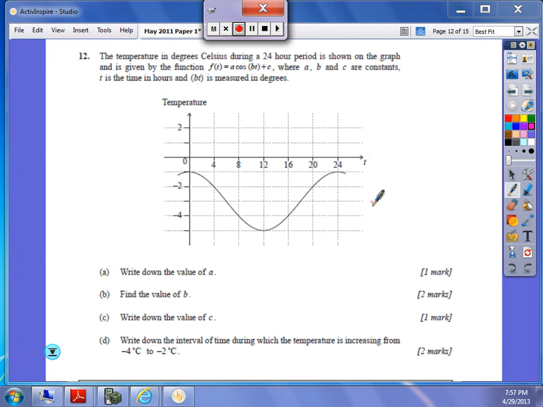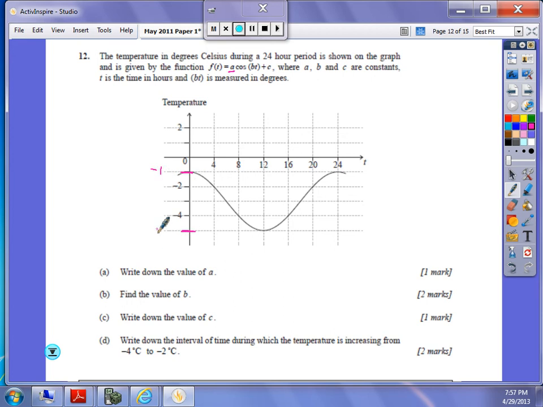Now remember, on these IB exams, sometimes they change the placement of these different constants. Here, t is our angle, and what we're looking for now is a, and we know that a is the amplitude, and the amplitude is the distance that's halfway between the bottom of the graph and the top of the graph. So I can see that the maximum value of my graph is at -1, and the minimum value of my graph is at -5, and so halfway between that will be -3.